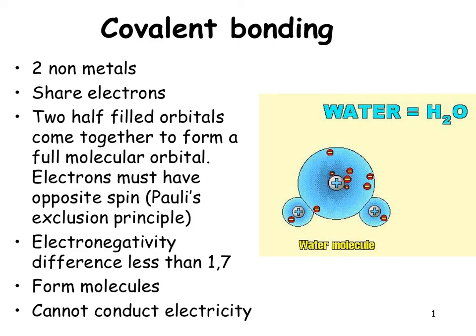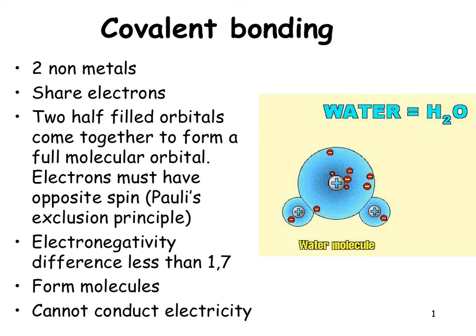Now, when two non-metals bond with each other, both of them want to have an extra electron because they have a high electronegativity. So they share their electrons. The two half-filled orbitals come together and form a new molecular orbital, and that's where the electrons live. The electrons must have opposite spin. You remember that from Pauli's exclusion principle.